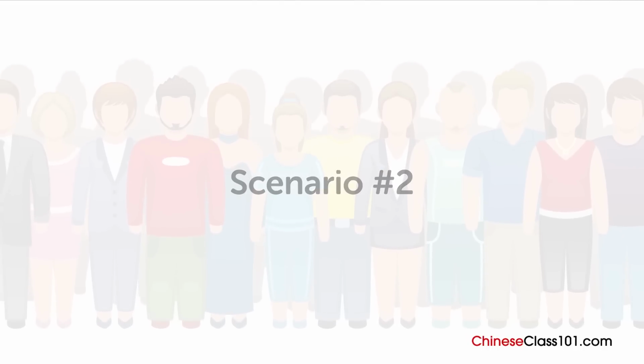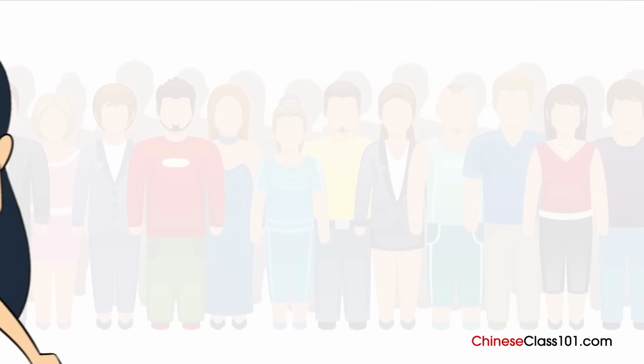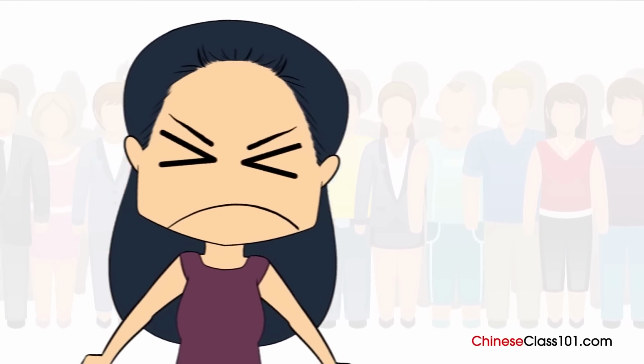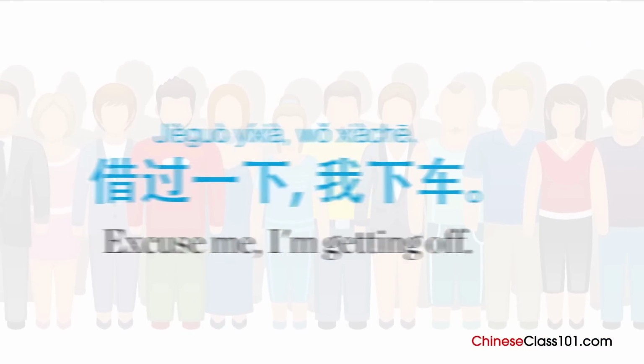Scenario number 2. You're passing through a big crowd. You might say, 借过一下. The literal translation for this is, borrow your way a little. So you're on a crowded train at rush hour and you need to get off. Just elbow your way out and say, 借过一下, 我下车.